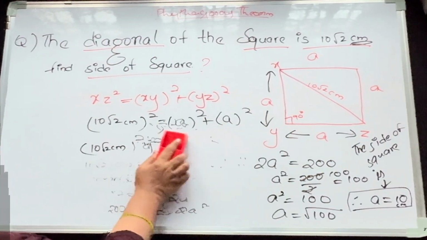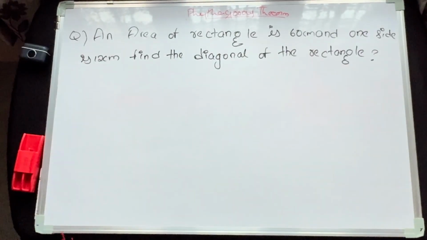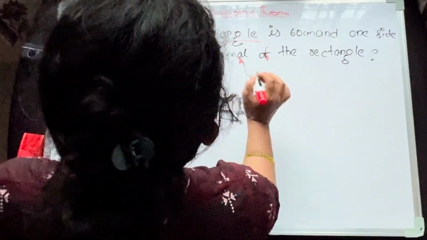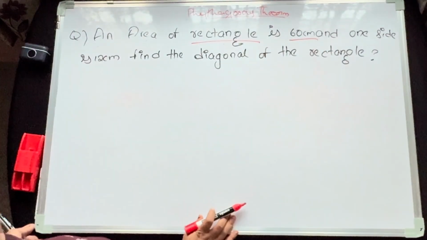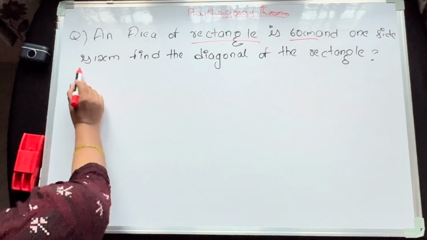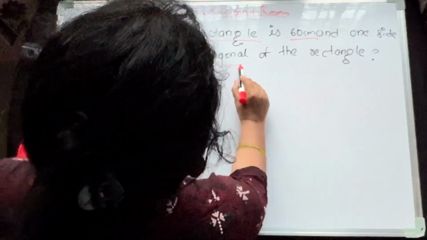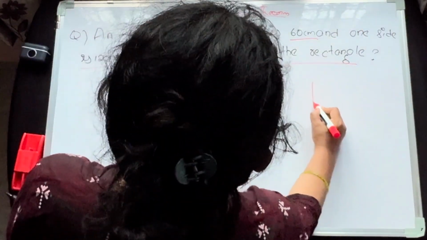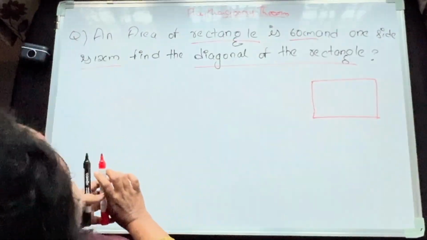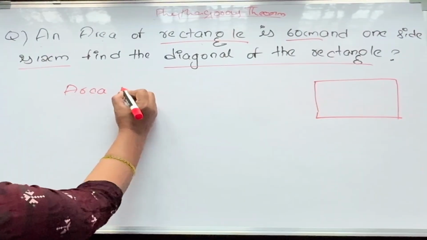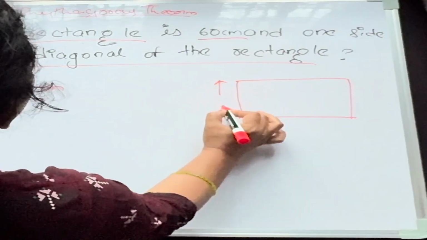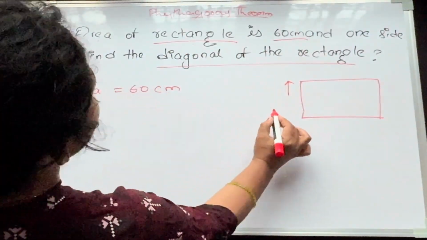Let's get into another question. Now see, the area of a rectangle is 60 centimeters square and one side is 12 centimeters. Find the diagonal of the rectangle. How do we do it? First, draw a rectangle like this. What is given? Area is equal to 60 and one side here is 12 centimeters.